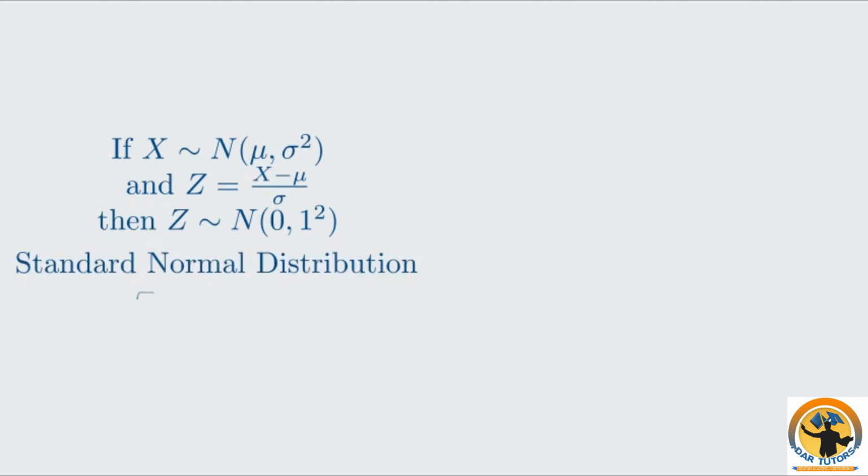This is a profound result. No matter what the mean mu and standard deviation sigma were for the original data, their z-scores will always have a mean of 0 and a standard deviation of 1. It normalizes any normal distribution.